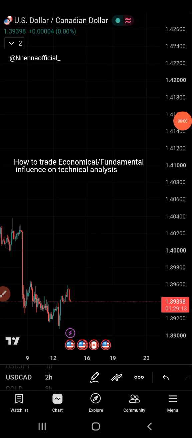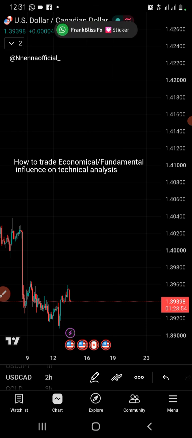The major problem of most traders whenever they are trading is that they don't know how to apply the effects of fundamental analysis or economic influences on technical analysis, because fundamental analysis and technical analysis go hand in hand.